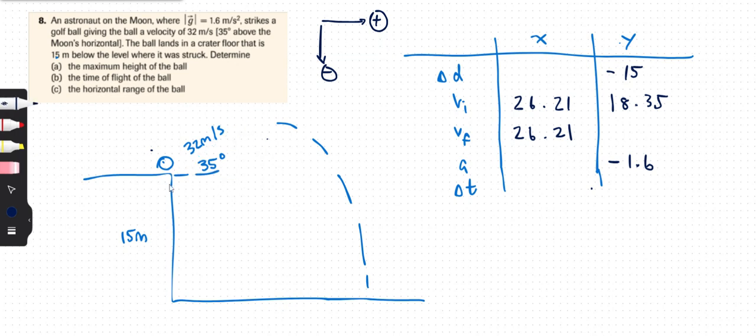Okay, so the maximum height of the ball is going to be about here, which means we have to change things a little bit. So now the initial position of the ball is here, and the final position of the ball is going to be right here. That means we don't know the displacement because that's what we're trying to find. So let me just erase this.